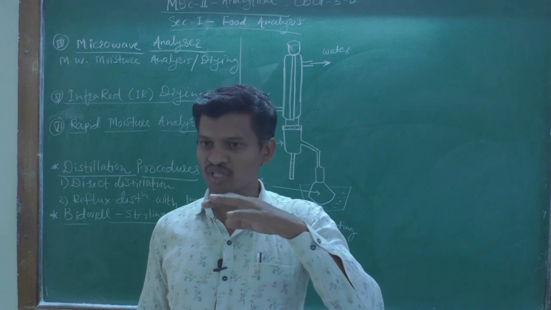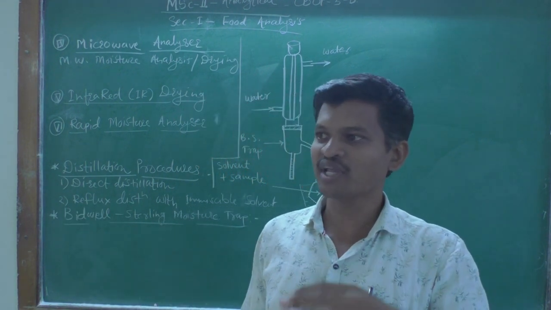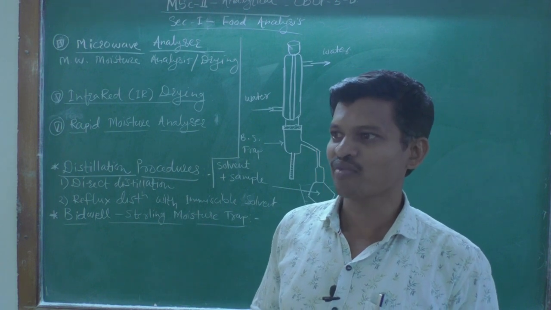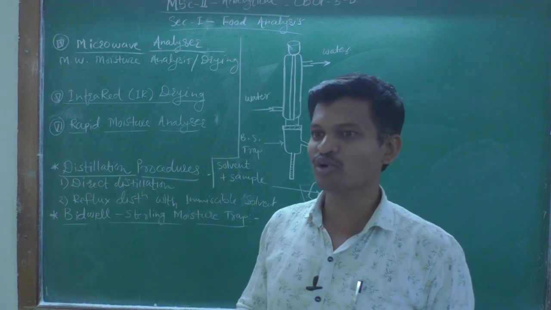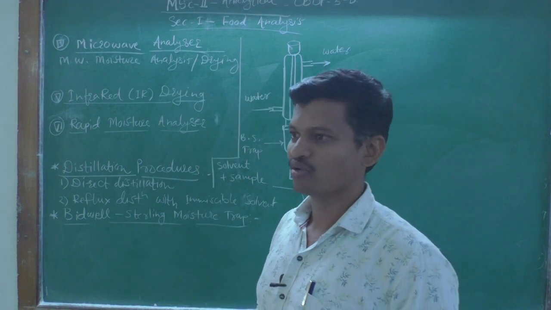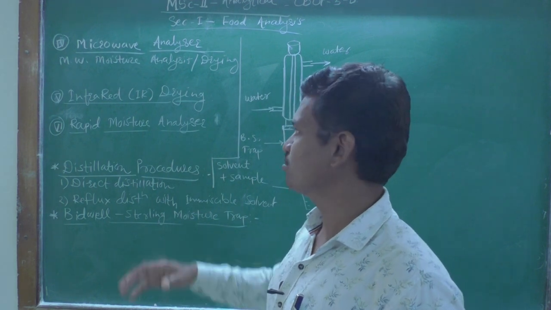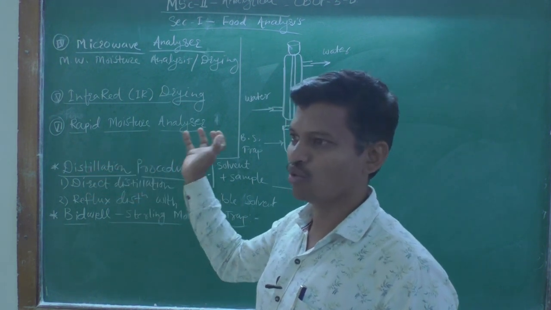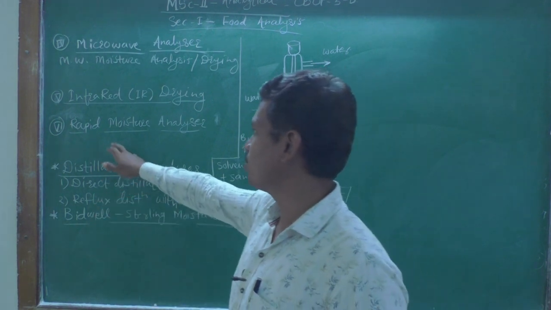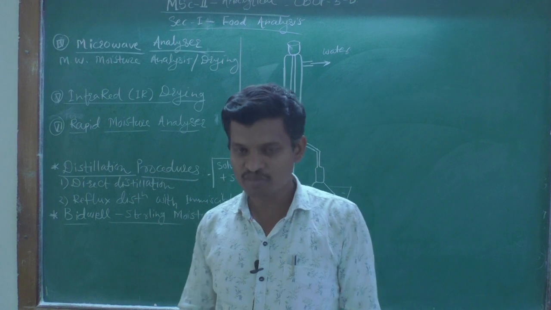Okay, so the heat generated in this type of machine is very high. That's why a very small amount of moisture, less than microgram level, if it is present in the food sample, can be trapped or analyzed with the help of a rapid moisture analyzer. Okay, so the system is like this.